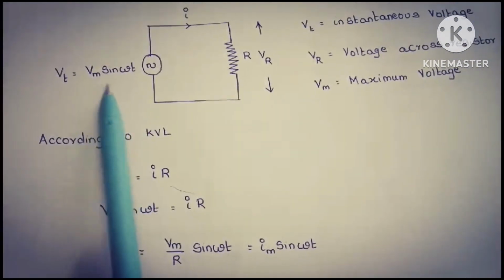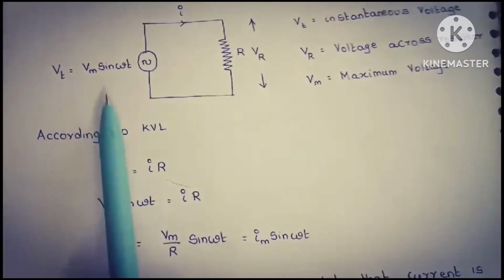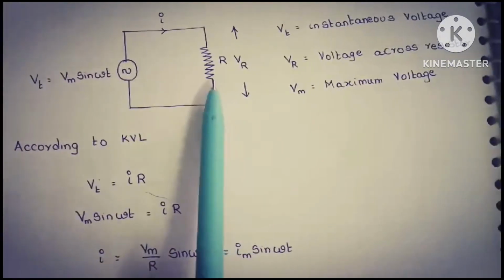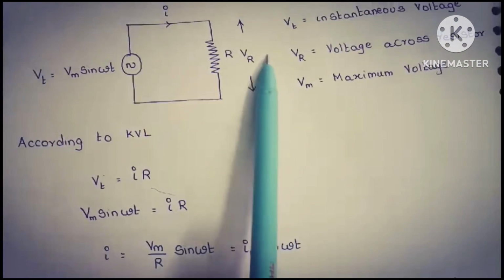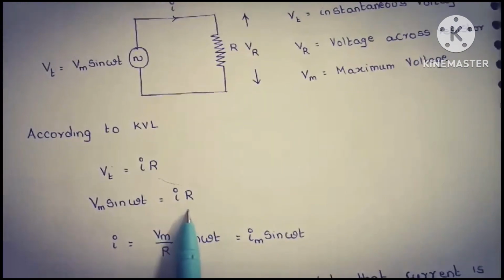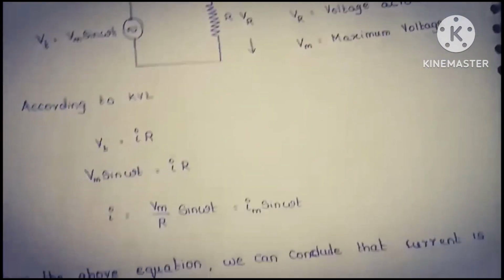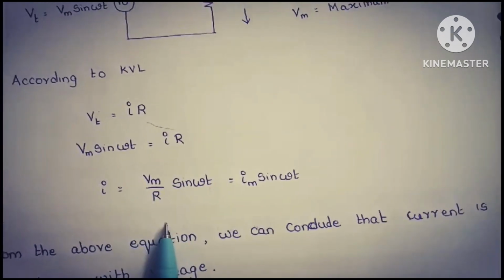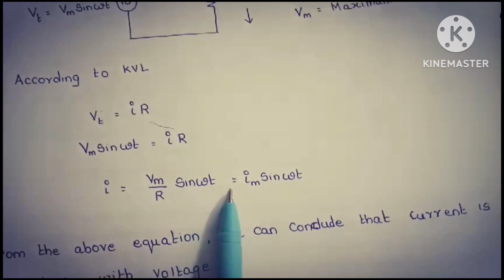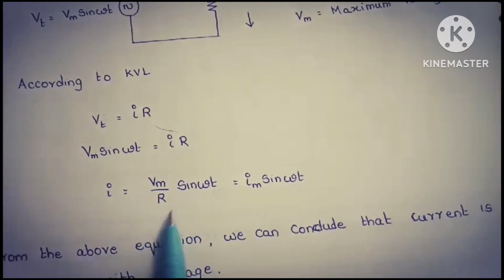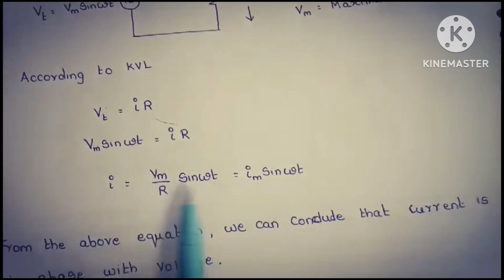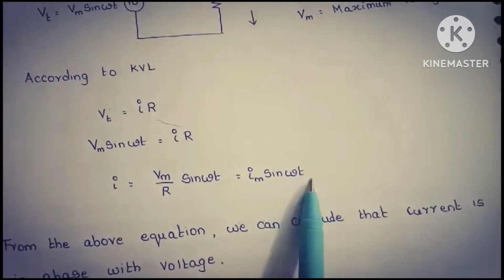the sum of voltage rises, that is Vm sin omega t, is equal to the sum of voltage drops, that is the voltage drop across the resistor, which is taken as I into R. So from this equation we can write I is equal to Vm by R sin omega t. Here I am taking Vm by R is equal to Im. Therefore, we can write the equation as I is equal to Im sin omega t.